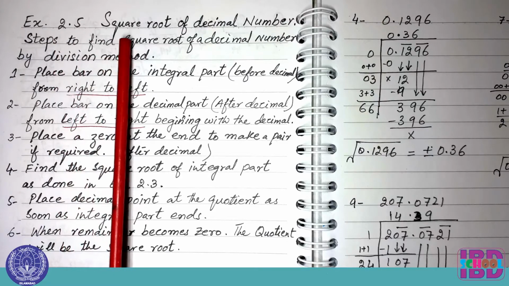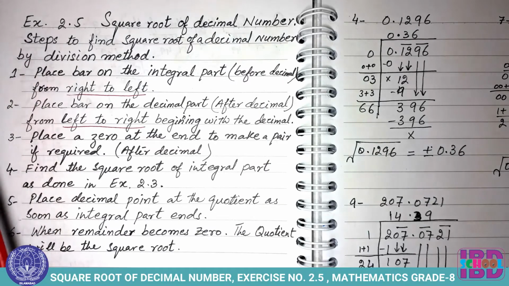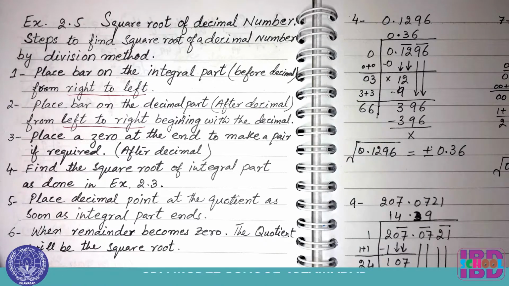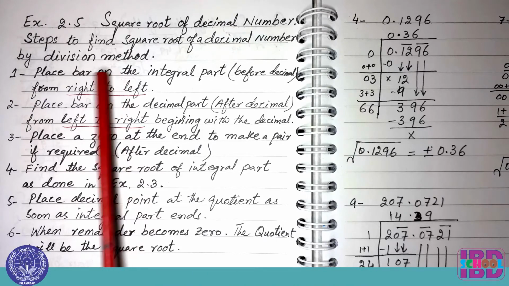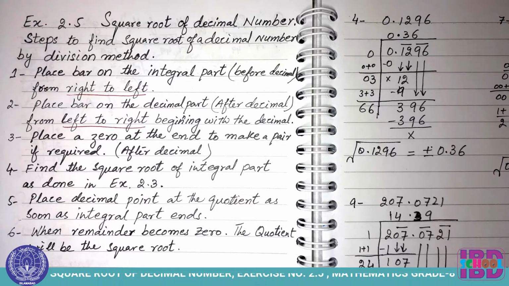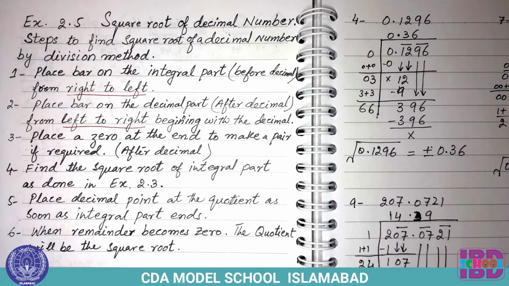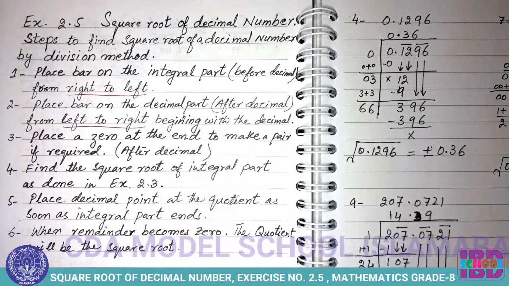Today we will do exercise 2.5. It is about finding the square root of decimal numbers. To find the square root of a decimal number, we use the division method. It is easy, but there is a slight change in the division method when we are finding the square root of a decimal number. And what is the change? Yes, we will learn about that as we start solving this question of exercise 2.5.